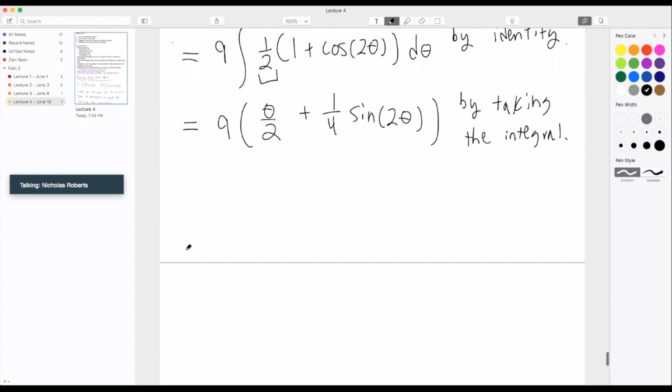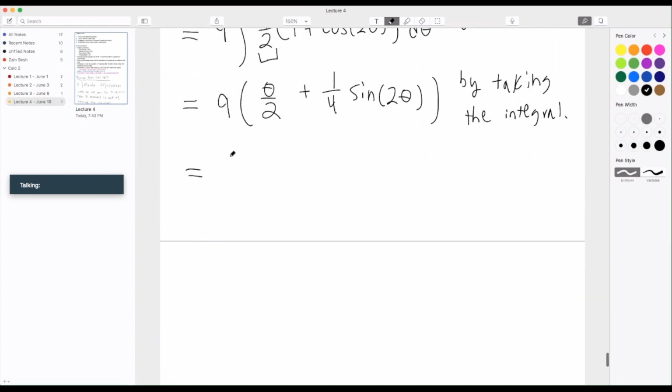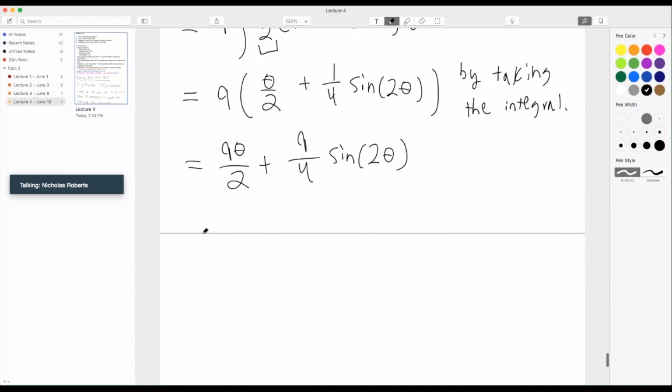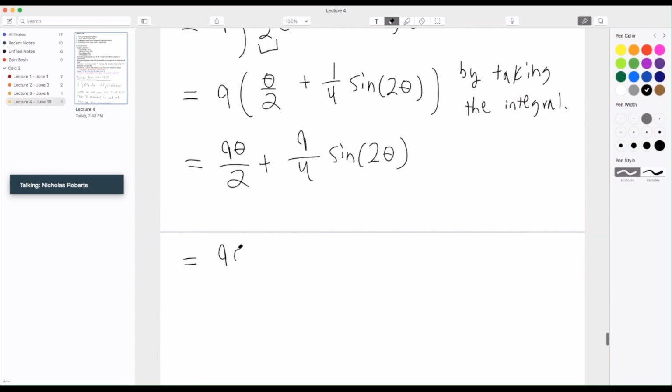All right, good. Let me just distribute the 9 in. 9 theta over 2 plus 9/4 sine of 2 theta. And let's now use that identity for sine of 2 theta that I wrote down before. 9/2 sine theta cosine theta.